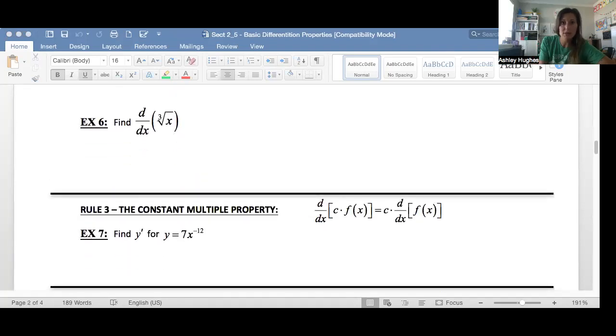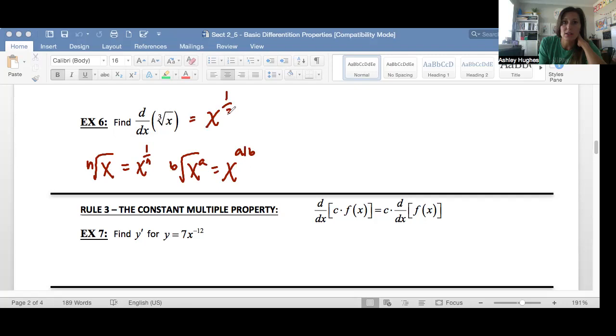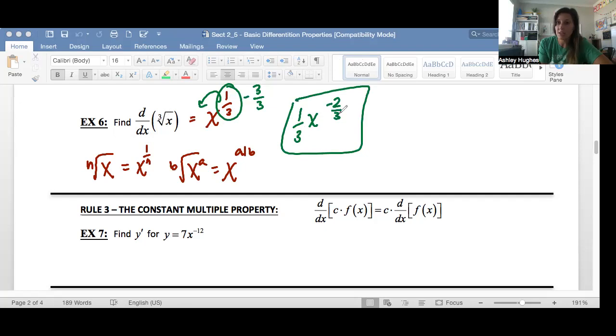Roots sometimes are tricky for people. I do have a video I will link in this week's assignments just so you can see some exponent rules. So anytime you have the nth root of x, that's the same as x to the 1 over n. Or if you have the bth root of x to the a, that's x to the a over b. So we need to rewrite this. That's x to the 1/3. That's not the derivative, that's just what it's equal to. Now, if I want to take the derivative, I bring the 1/3 down and subtract 1, which is the same as subtracting 3 over 3. 1 minus 3 is -2, and the denominators stay the same, so -2/3. I'm fine if you leave it like this.